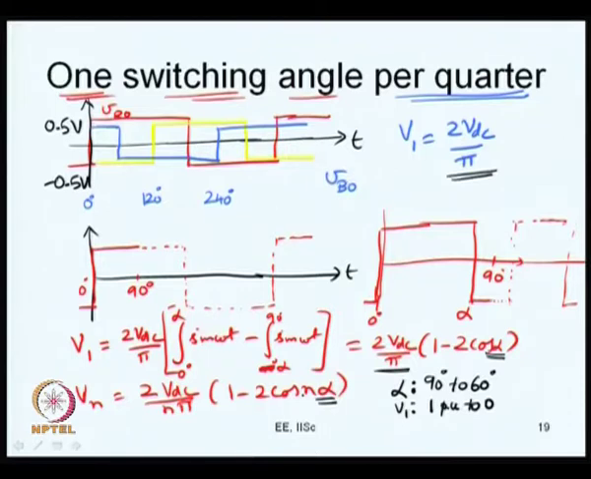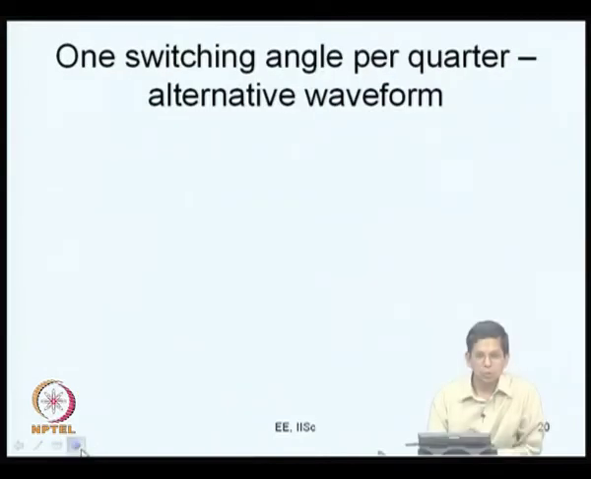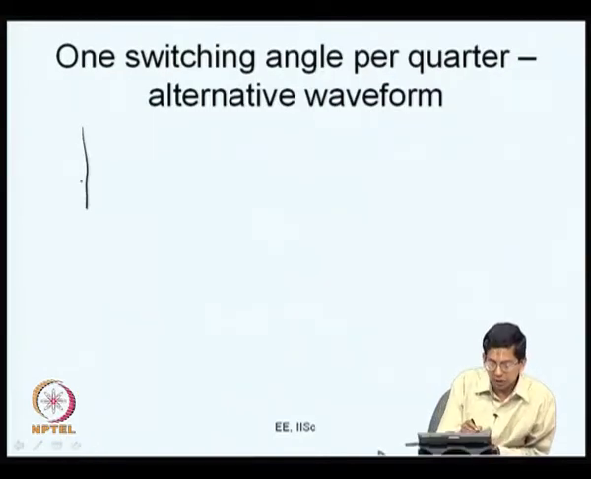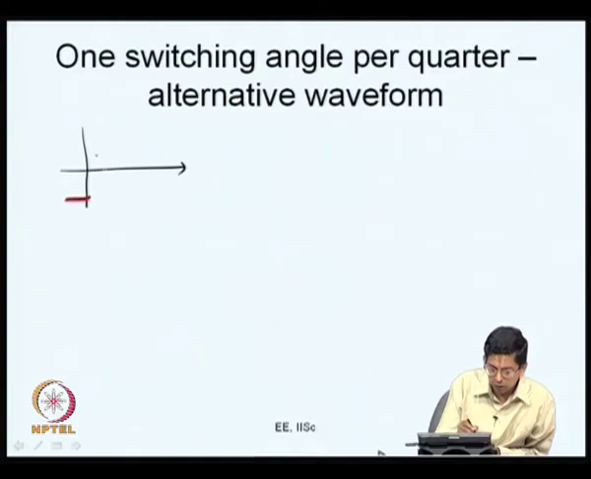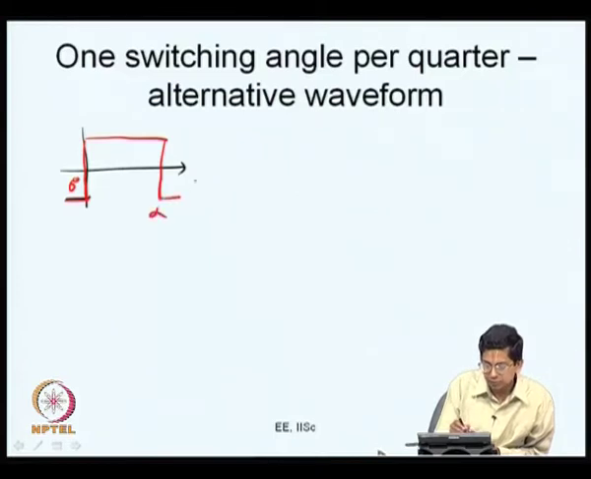Now, I am going to look at an alternative to get this, with one switching angle. What we drew in the earlier case was a situation like this. Let me just change the color to red here. The waveform was switching at 0 degrees, and it is switching back at an angle alpha, and this is 90 degrees.